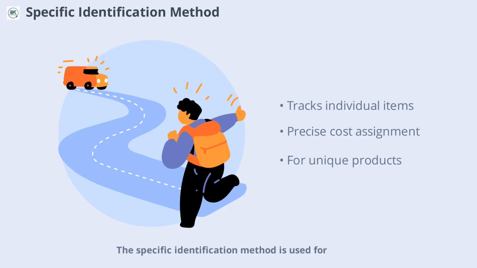Specific identification method is used for unique or customized items that aren't interchangeable. For example, luxury cars or custom machinery. Each item's actual cost is tracked individually, so when it's sold, you know exactly which cost to assign. This method provides precise inventory valuation but is only practical when items are clearly distinguishable.